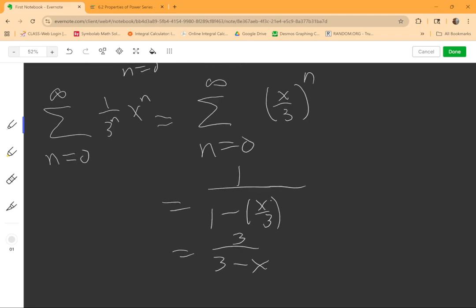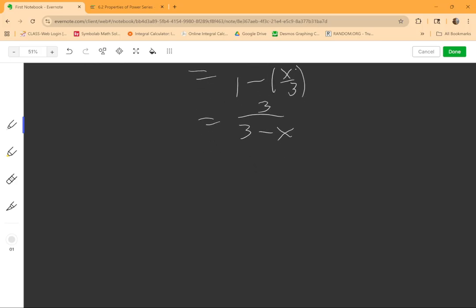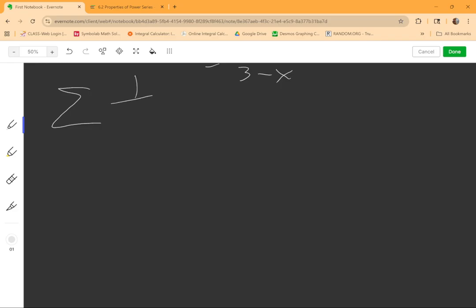And that is the function that that power series represents. All right, let's do one more. One little bit more challenging here. So let's say we had the power series, the sum of 1 over (x minus 3) to the 2n minus 1. And I want to determine which function is represented by this series. And this starts from n equals 1 to infinity.